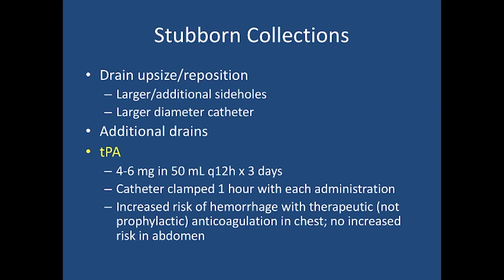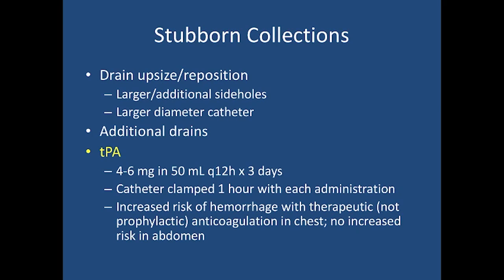Some of the things that one can consider is a drain upsize. So certainly if an 8 or a 10 French drain was placed, one can upsize to, say, a 14 French drain. Additional drainage catheters can be placed if the collection is large enough. And an important tool in your armamentarium is to recommend the use of TPA. In this scenario, TPA can be formulated by mixing 4 to 6 milligrams within, say, about 50 milliliters of saline, and then a volume of this TPA solution is injected into the drainage catheter twice a day, with the catheter clamped for an hour after instillation and then unclamped.